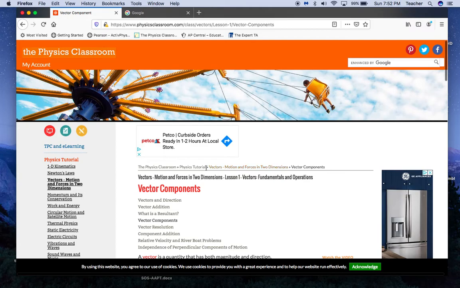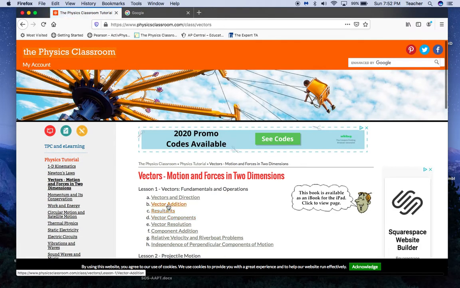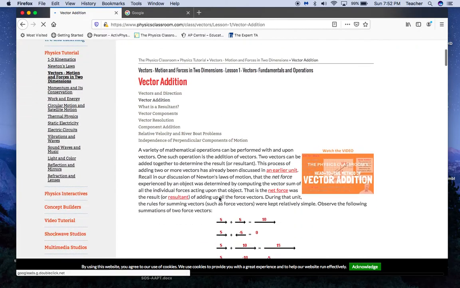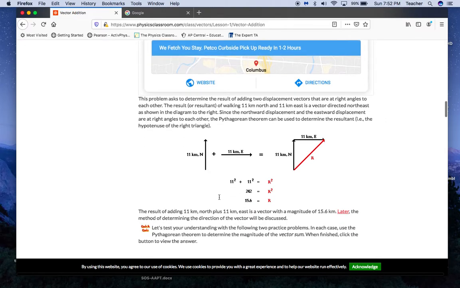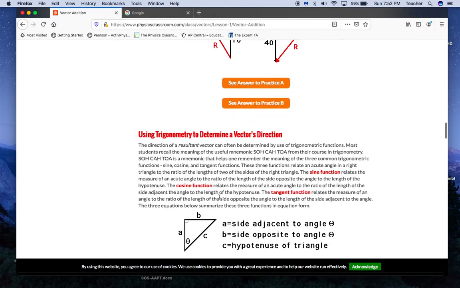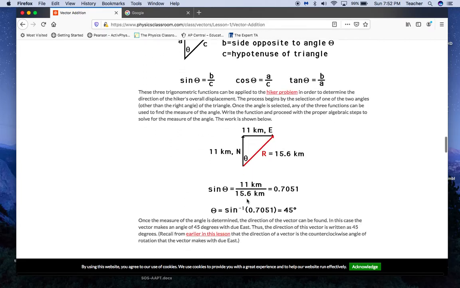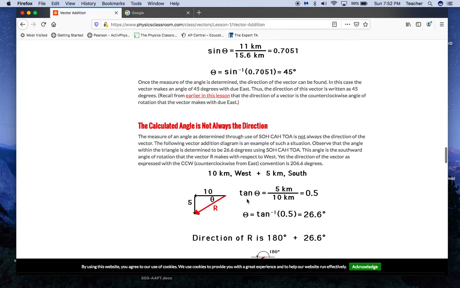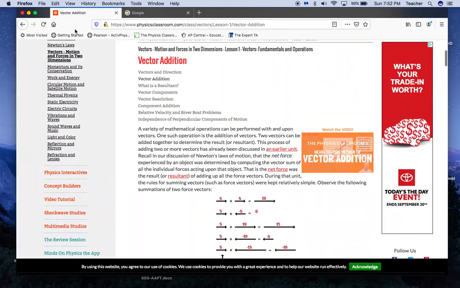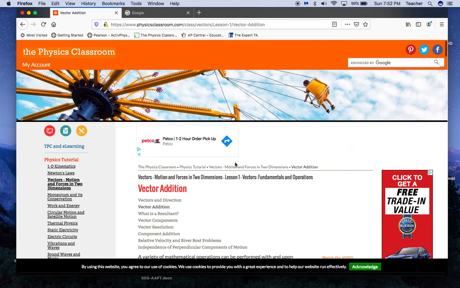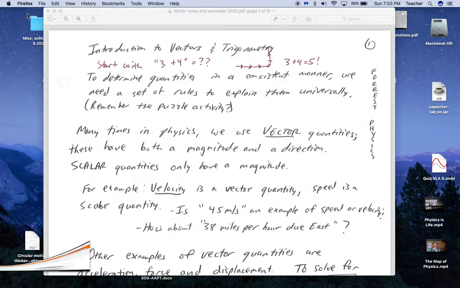If I go back to this, about vector addition, for example, they show you here how to do things, Pythagorean Theorem, with some geometry, things like this. It's a pretty good geometry review. So I would strongly recommend going back and looking at some of those sections if you didn't do that very well before.